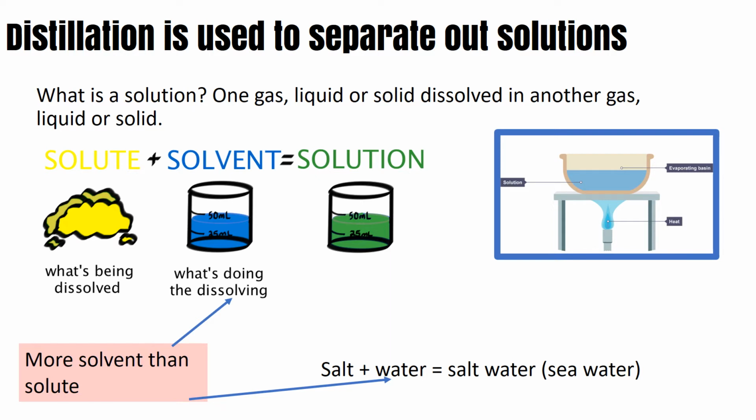In the distillation process that we've just been going through, the solution is seawater, salt water. The solute is the solid salt, and the solvent is water. So in seawater, as you might guess, there is a lot more water than salt, a lot more solvent than solute. Okay? Distillation is crucial because it's separating out things in a solution. It's trying to get a liquid away from its solid.